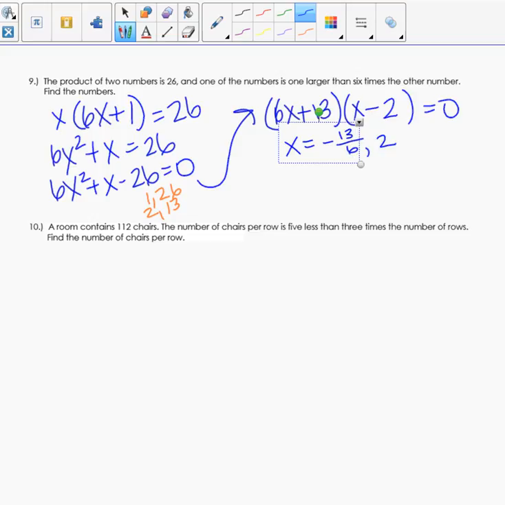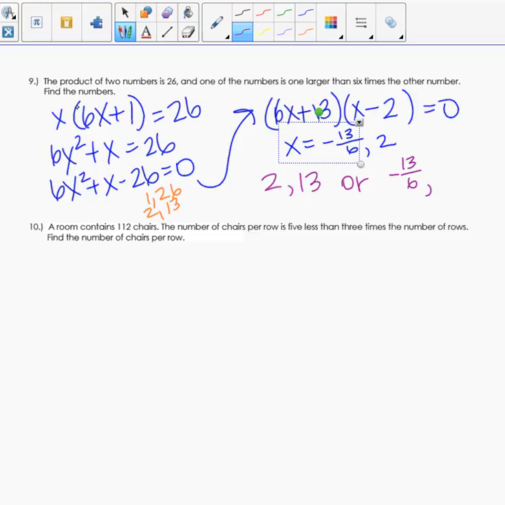All right, so the two numbers, we have a couple options here. Let's start with the easy one. If x is 2, that means one of the numbers is 2, and the other one is 6 times 2 plus 1, or 13. So that's one of them. Or one of the options is negative 13 over 6.